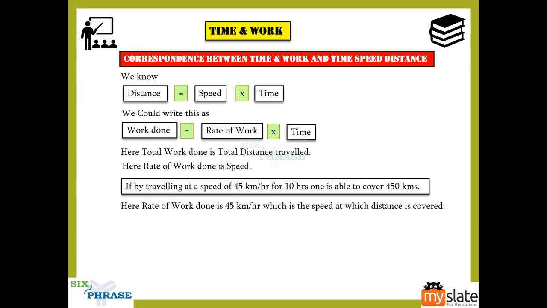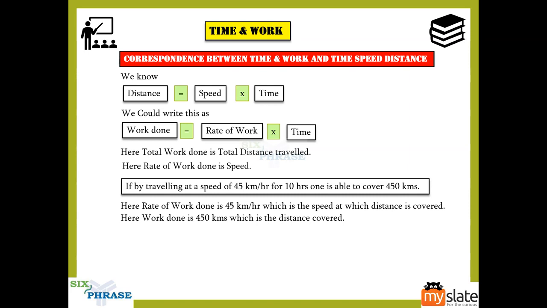Here the rate of work done is 45 kilometers per hour. As I told you, speed is the rate of work, the speed at which the distance is covered. Correct? Here the rate of work is nothing but the speed at which the distance is covered. So here the work done is 450 kilometers.